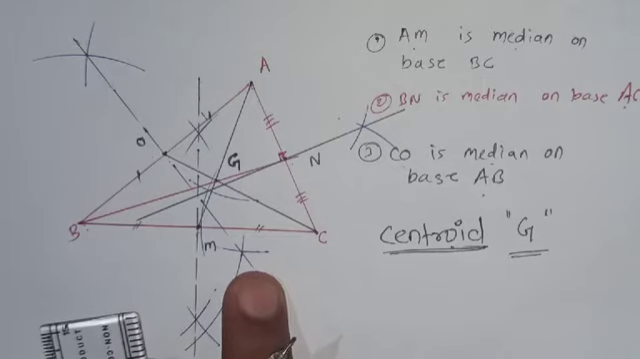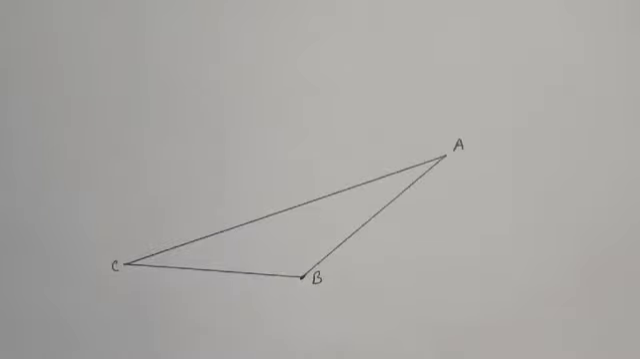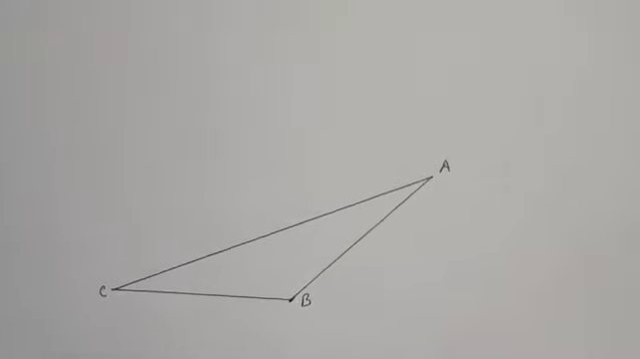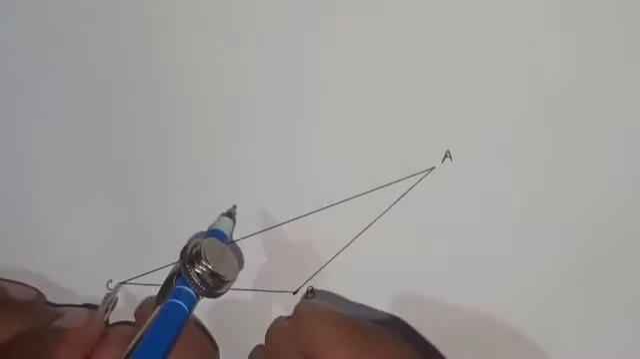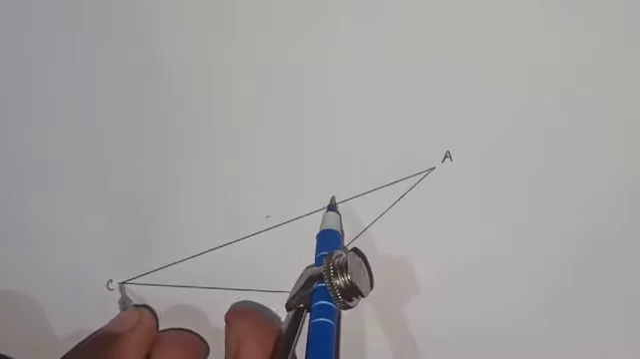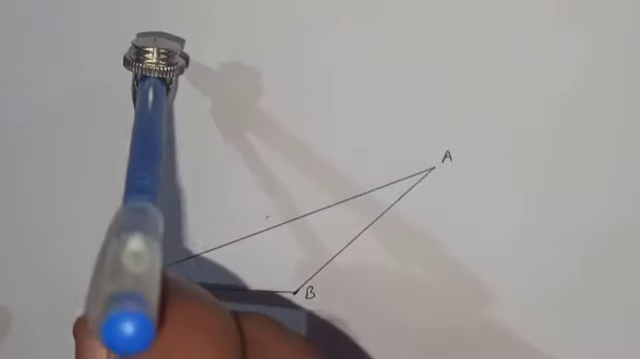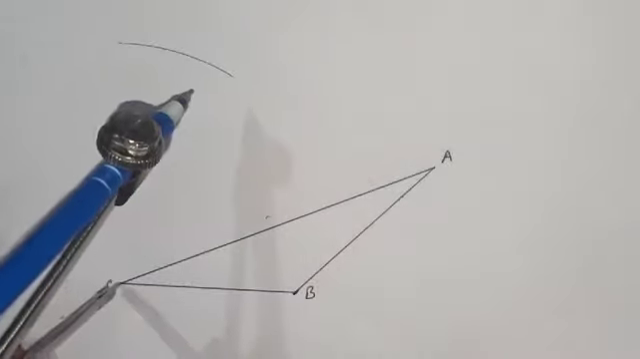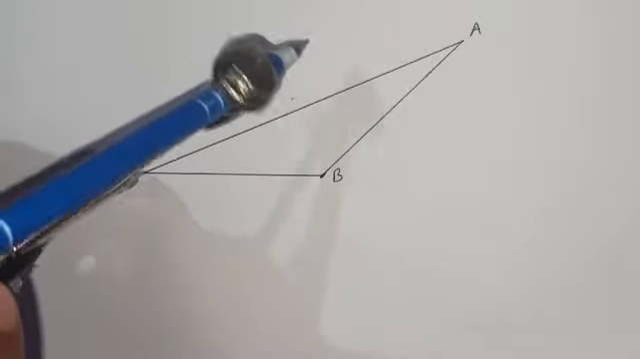We will do it by drawing an obtuse angle triangle. I have drawn one obtuse angle triangle. We will draw all three medians in triangle ABC. First we will take the midpoint of side AC. Take a compass, take more than half distance, then give arcs on the upper and lower side. This is the upper side and this is the lower side.